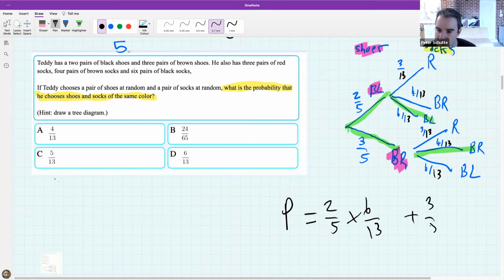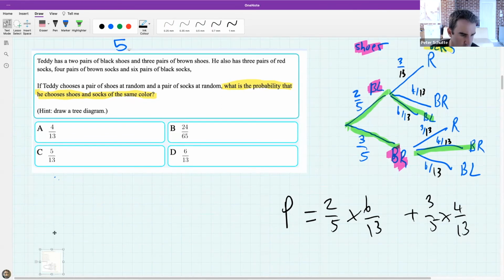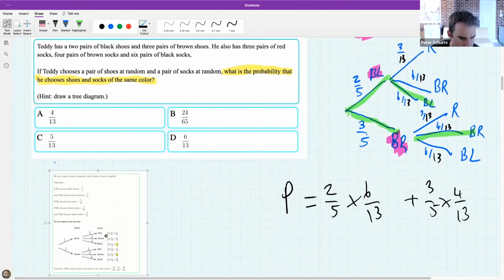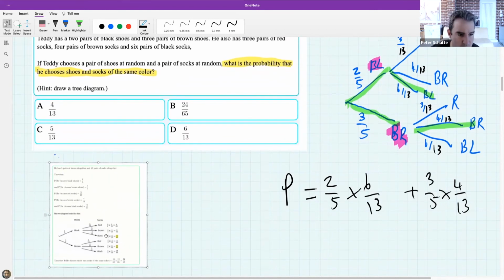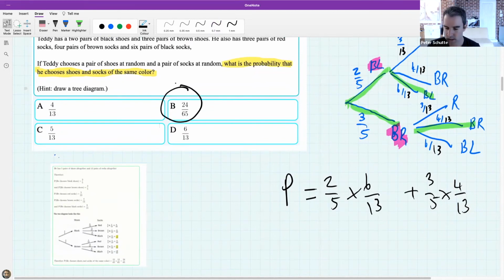So this one will be 3 over 5 times 4 over 13. So I'm multiplying. And so what answer will I get? Well, in fact, I've actually got the answer down here, so I can just pull it up for you. So you should get 24 over 65. That is the correct answer, or B.